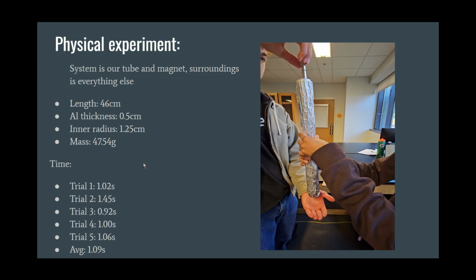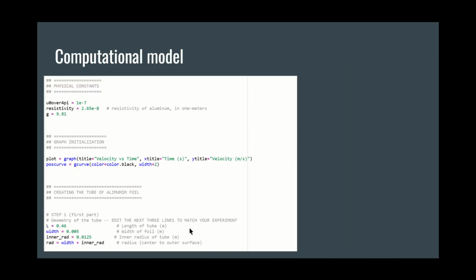We then proceeded to take 5 trials of dropping our magnet down our aluminum tube in order to figure out how long it took to travel. We took our 5 trials and got that the average was around 1.09 seconds for this magnet to travel. A big part of this lab was our computational model because we wanted to see whether the time that we got here was in fact accurate.